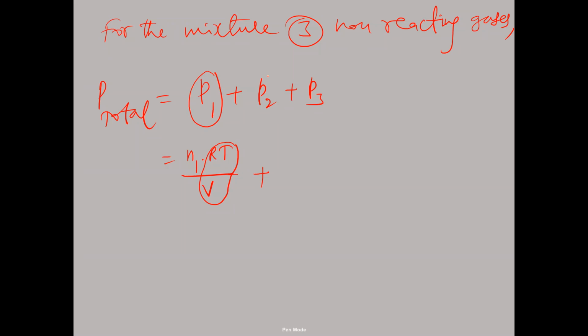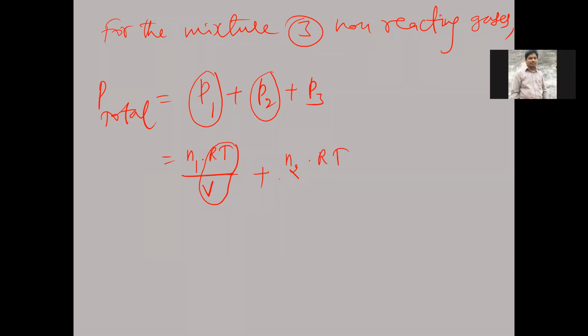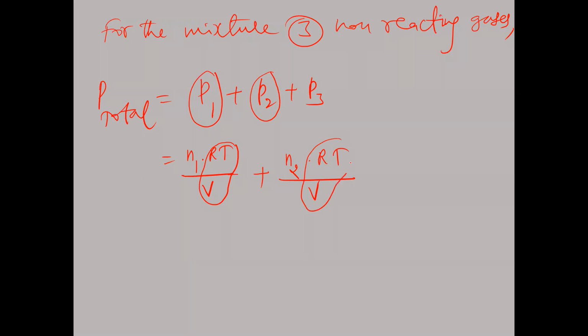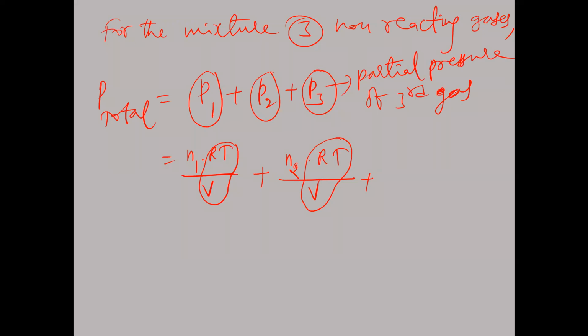Plus, now the partial pressure of the second gas is what? For the second gas, we take N2 into RT by V. Again, here the RT by V value will be the same for this gas and for the first gas. Plus, P3 means the partial pressure of the third gas in the mixture, right? So the partial pressure of the third gas is equal to N3 into RT by V.